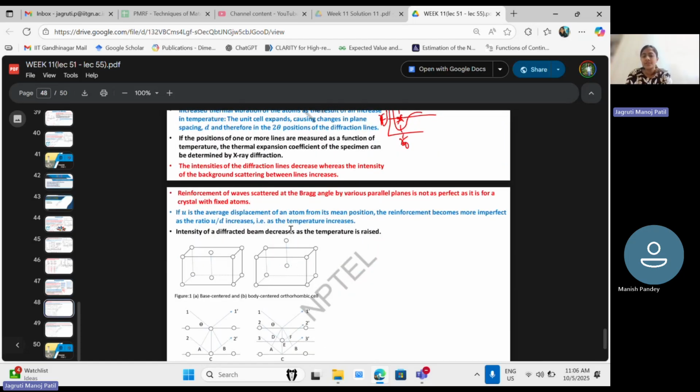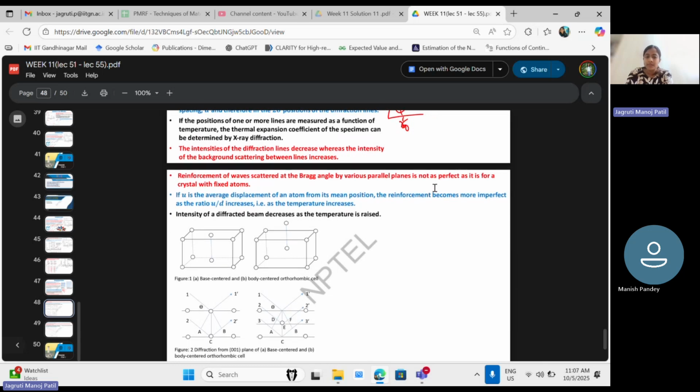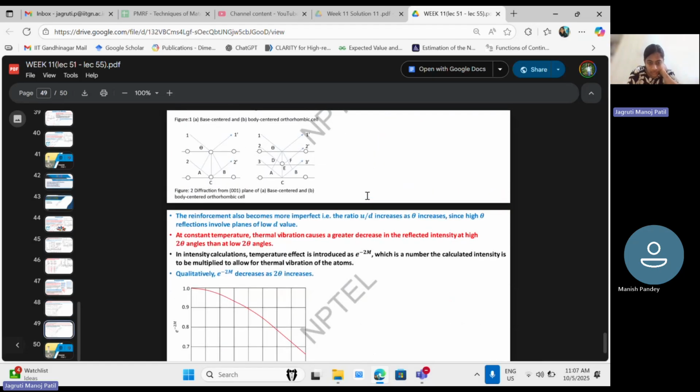Then if you reinforce them at Bragg's angle at various lines, it may not be as perfect as for a crystal with a fixed number of atoms. If u is the displacement from the mean position, then it would be imperfect by the ratio u by d. It will increase as your temperature increases. So that's it.